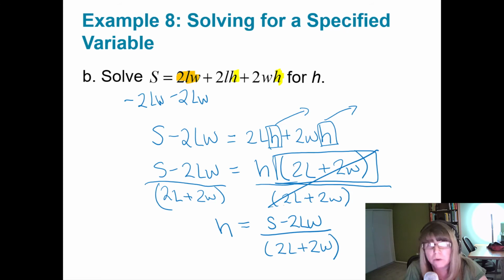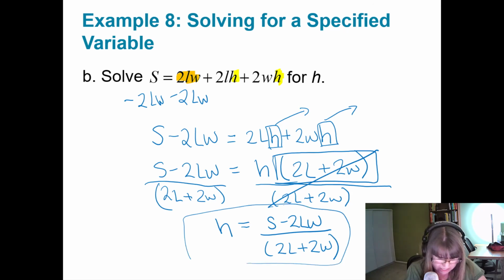Now, you may be wondering, why in the world would I ever want to do this? Well, it could be that you're always given S, L, and W, and you're always wanting to solve for H, so it's easier to set it up with equaling H than it is to leave it with all the H's kind of all scattered around everything.